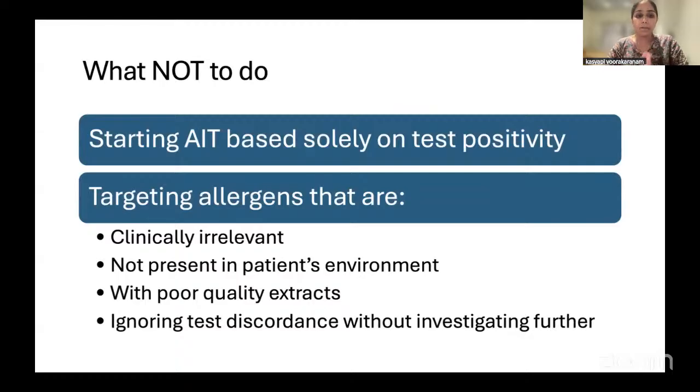So what should not be done is start allergen-specific immunotherapy based solely on the positivity of a particular test. And what should also not be done is testing allergens that are not clinically relevant or are poor quality allergens, and also do not ignore the discordance without investigating further. For example, if both are positive and you're not able to come to a diagnosis, if there is a suspicion of cross-reactivity, you will have to consider a further step, which is called component resolved diagnosis, which will be dealt with by the next speaker.